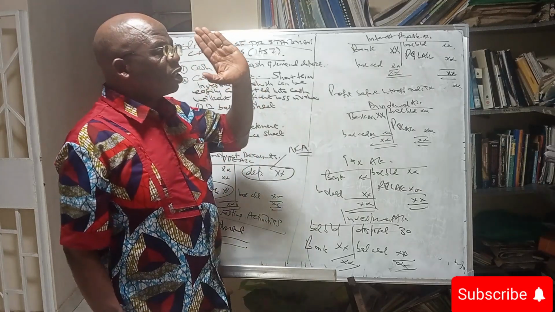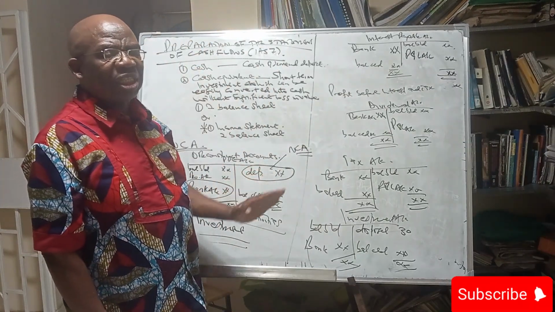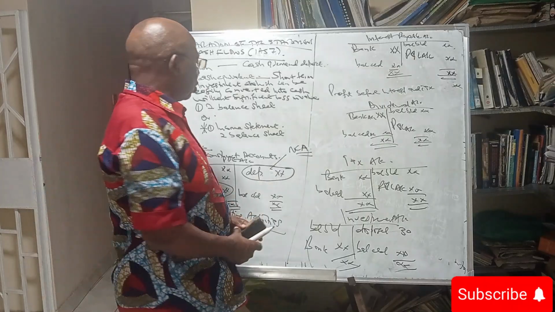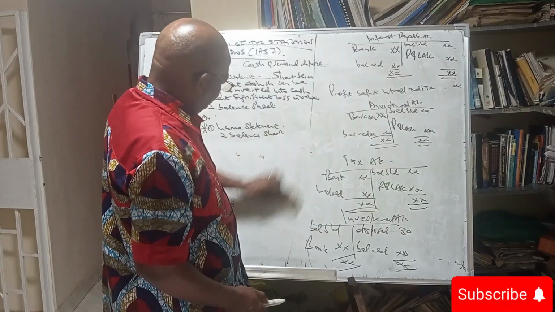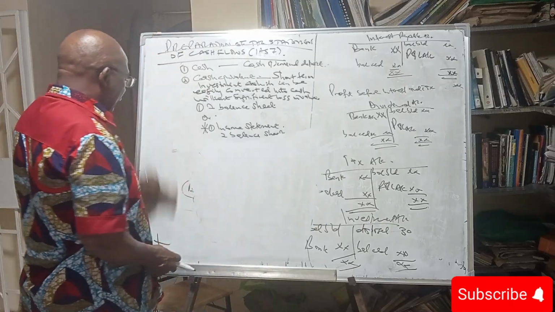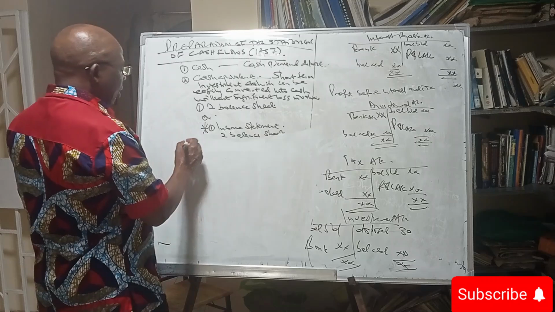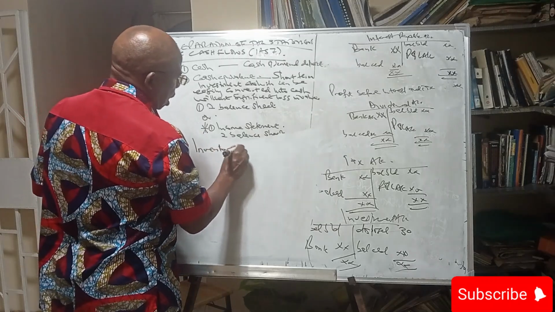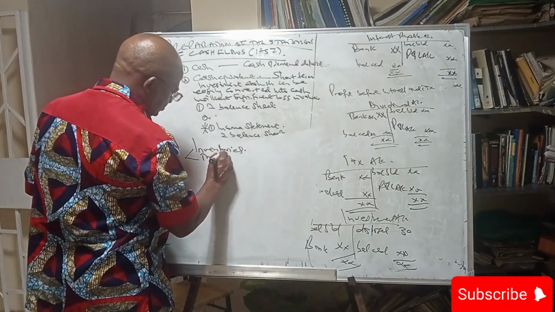I have now dealt with the income statement. I've dealt with the non-current assets in the balance sheet. Now I go to the current assets. Now we know how to handle current assets and current liabilities. Our current assets include inventories. They include trade debtors.